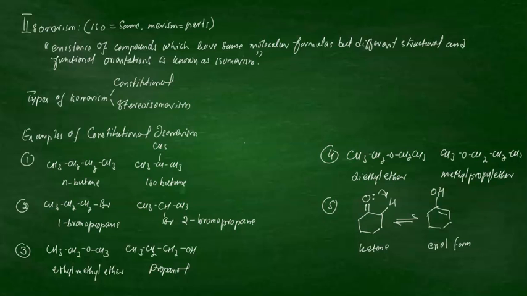Isomerism in organic chemistry is an important area which tells us about the existence of compounds with a similar molecular formula but different structural and functional orientation. Most of the time we encounter different organic compounds which have the same molecular formula but different structural and functional orientation. Such compounds are known as isomers, and as a whole the phenomenon is known as isomerism.